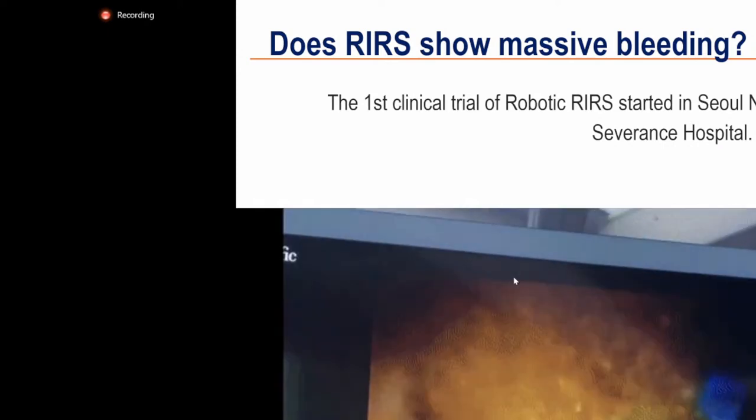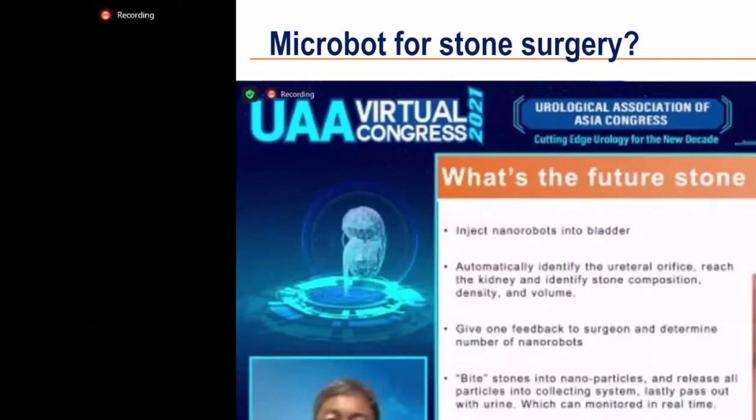A possibility of a microbot is also being introduced, and it can bite the stones and dissolve them automatically. And I think it is quite amazing if it really happens in the near future.